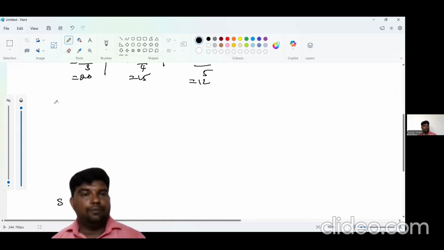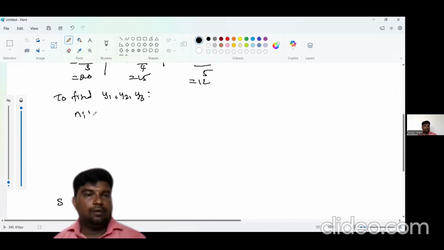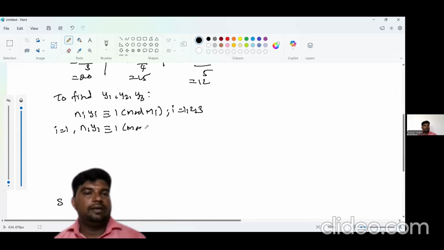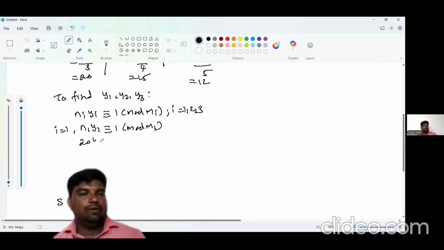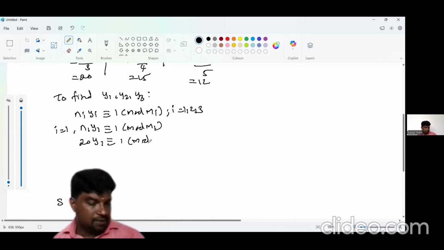So next, to find y1, y2, y3, using these conditions, Ni yi congruent to 1 mod mi, for i equal to 1, 2, 3. So now take i equal to 1. N1 y1 congruent to 1 mod m1. N1 we already found is 20, so 20 y1 congruent to 1 mod m1, which is 3.